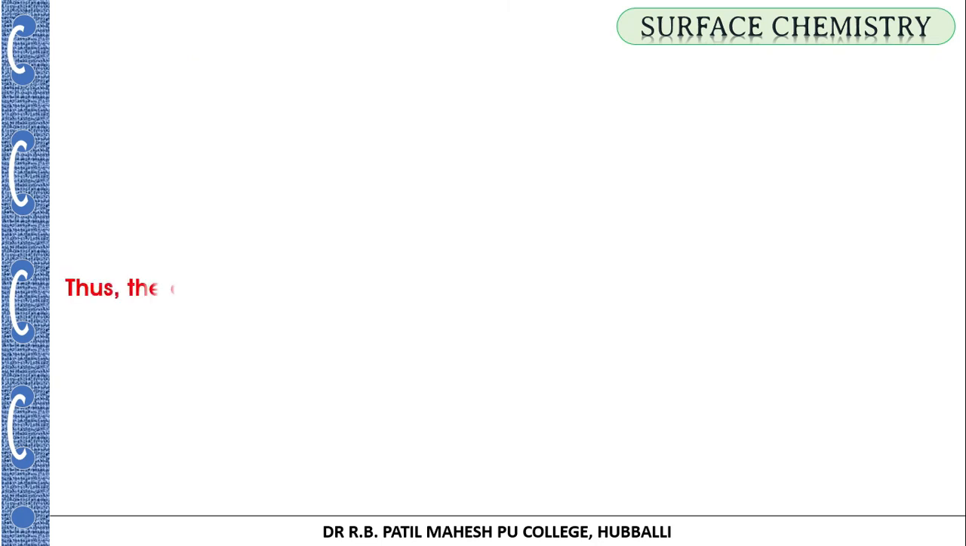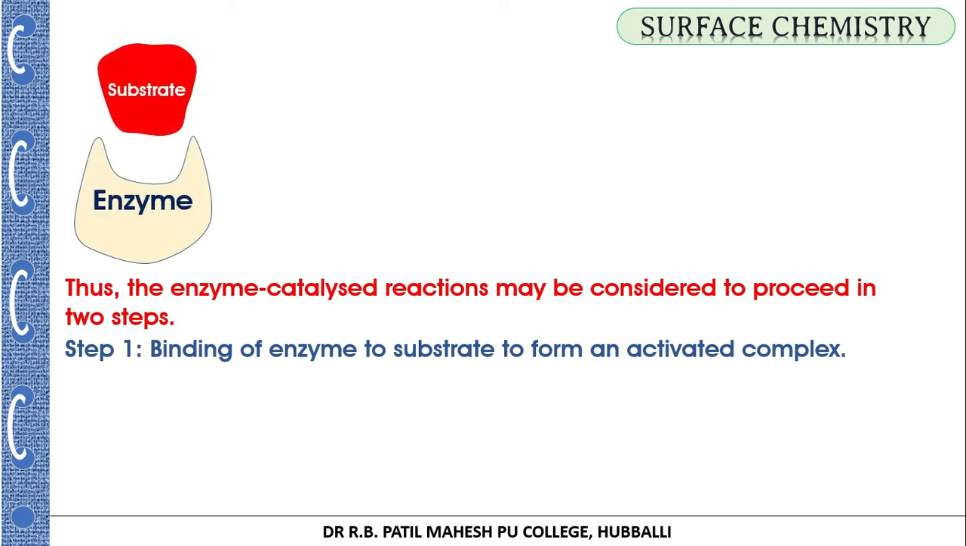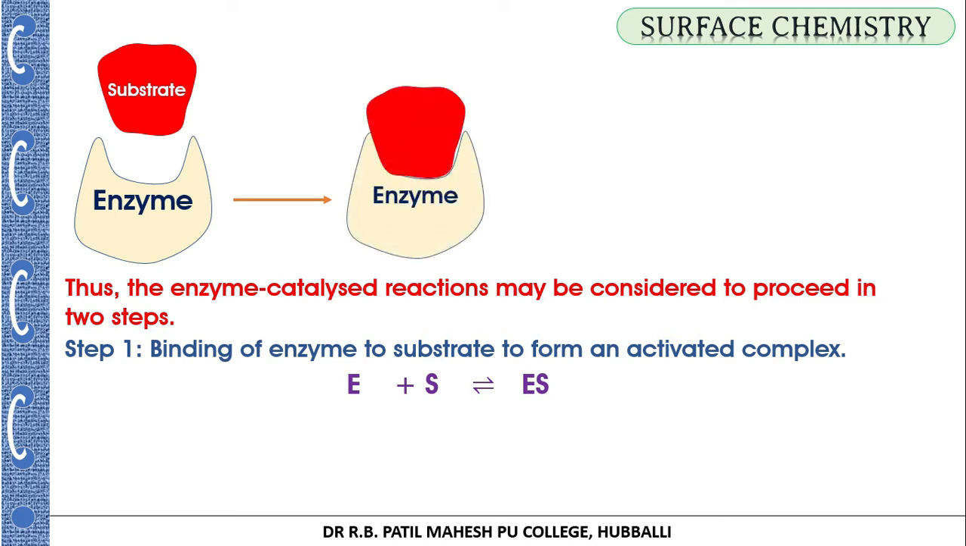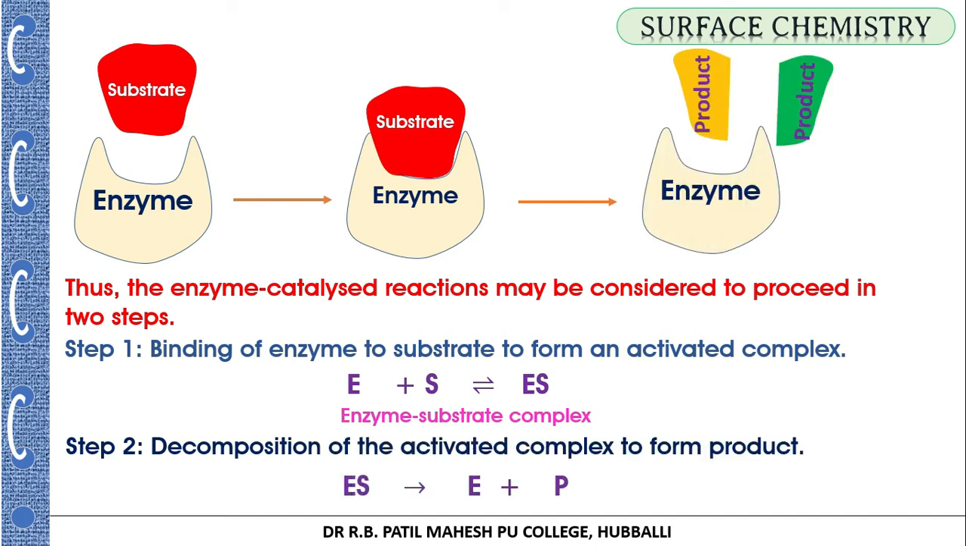So let us see that with the help of the diagram. The first step involves binding the enzyme to the substrate to form an activated complex. So here, students, we have the enzyme and this is the substrate. The substrate is going to bind the enzyme and thereby form the activated complex. These two steps are very important, students. They ask for 2 marks. So here we can see the enzyme substrate complex. In the second step, what happens? The decomposition of this activated complex to form the products. So it decomposes and thereby the products are formed.